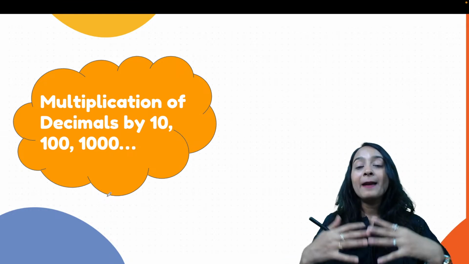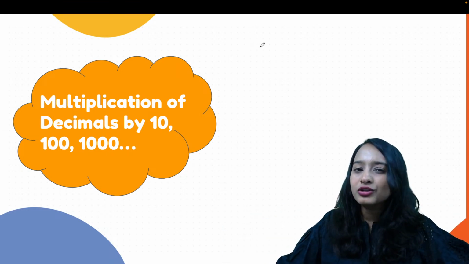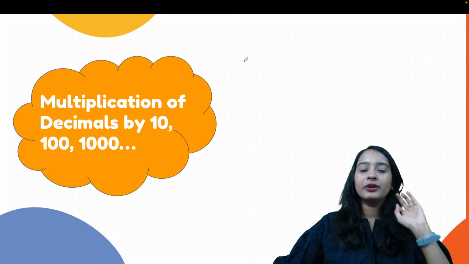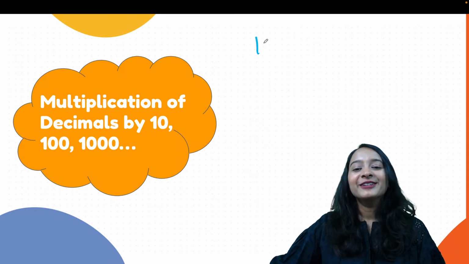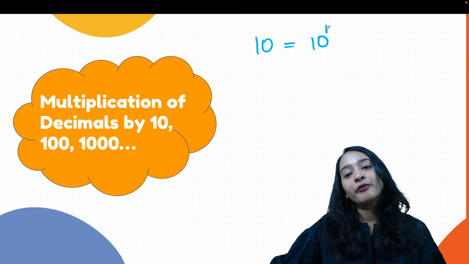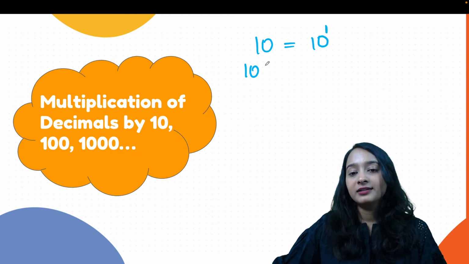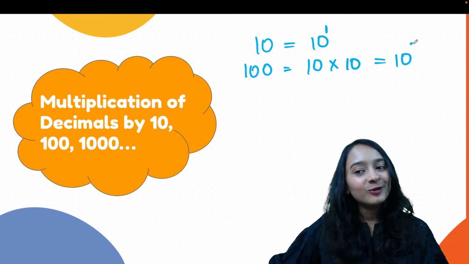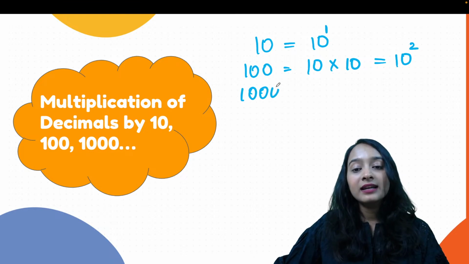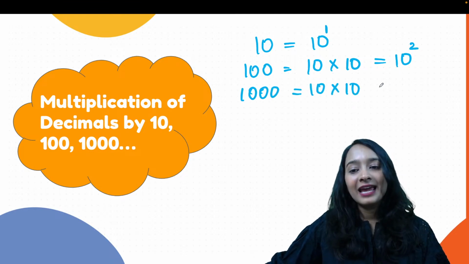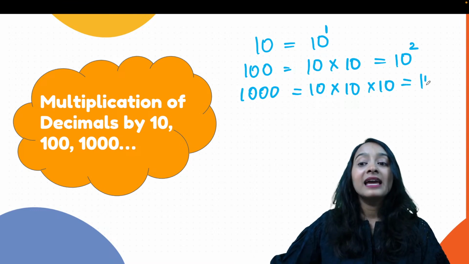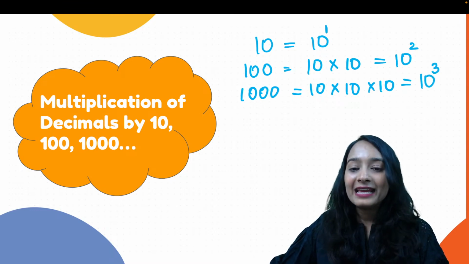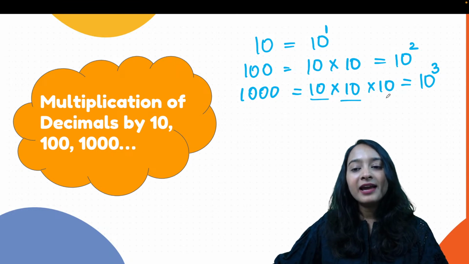Alright. Now, let's move forward and talk about how we can multiply decimals by 10, 100, 1000 and so on. So basically, powers of 10. What do I mean by powers of 10? Let me introduce you to exponents which you will be learning very soon. So 10 can be written as 10 to the power 1. 100 is actually 10 multiplied with 10, so I can write it as 10 to the power 2. 1000 I can write as 10 into 10 into 10, so I can write it as 10 to the power 3. What is happening here? You're multiplying 10 3 times. That's why I have the power of 3. I'm multiplying 10 2 times.